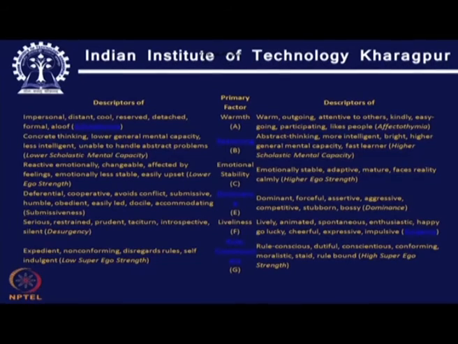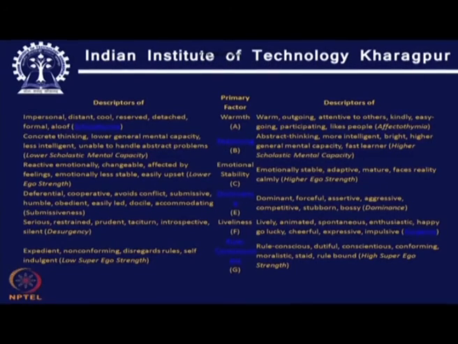When you are talking of dominance, left hand side we have submissiveness: deferential, cooperative, avoids conflict, submissive, humble, obedient, easily led, docile, accommodating. Right hand side we have dominant, forceful, assertive, aggressive, competitive, stubborn, bossy. When it comes to liveliness: serious, restrained, prudent, taciturn, introspective, silent. Right hand side we have lively, animated, spontaneous, enthusiastic, happy-go-lucky, cheerful, expressive, impulsive.